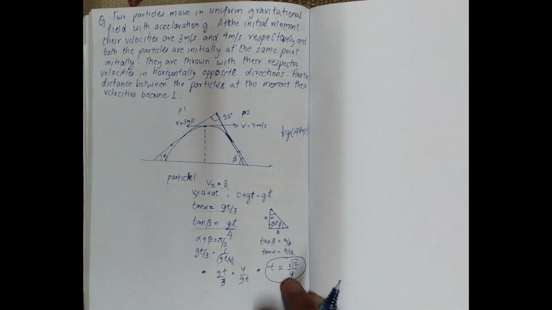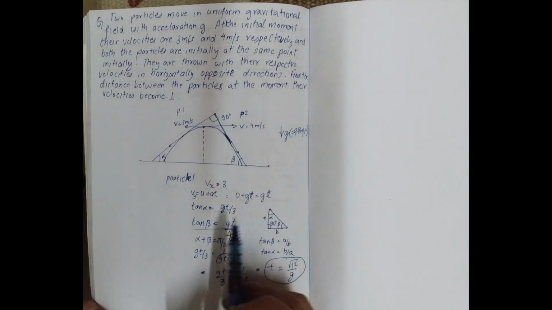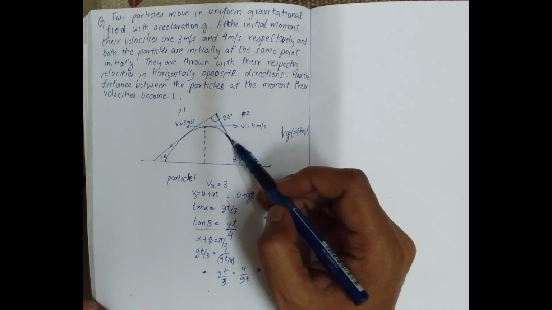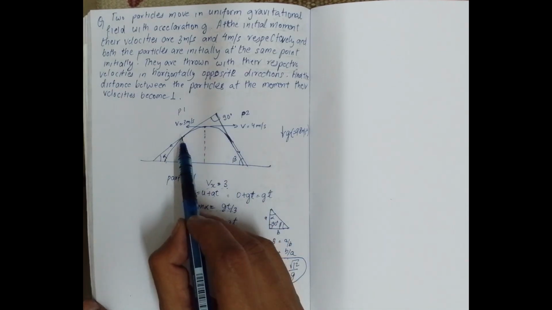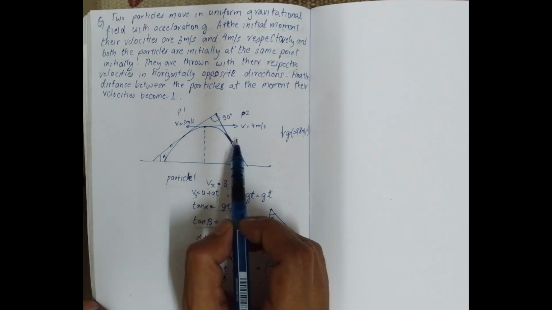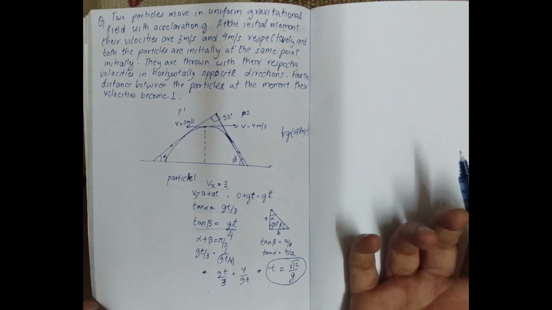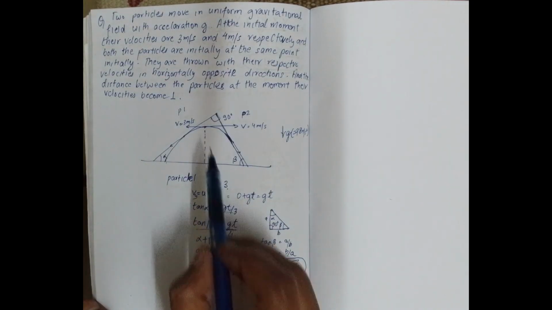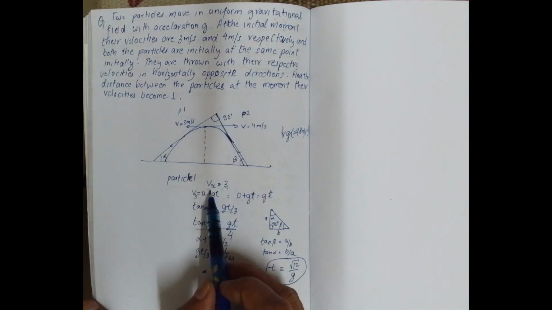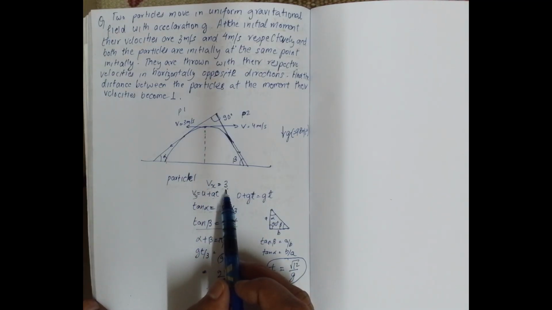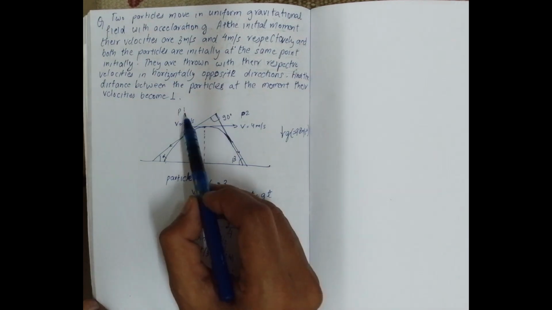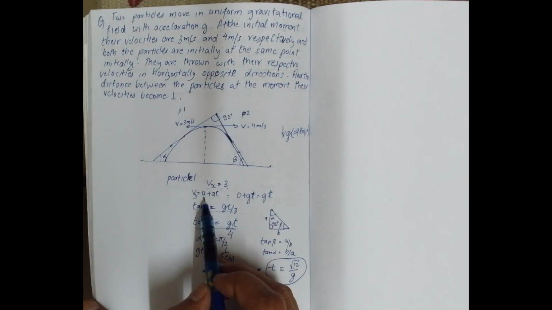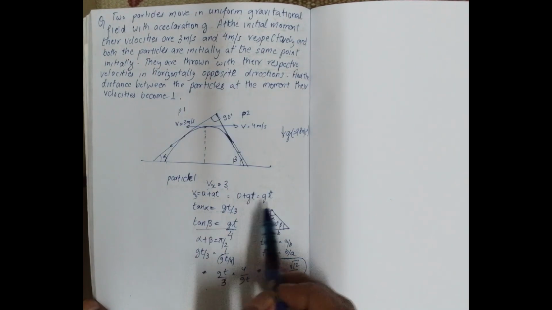Okay. So the way to solve this question is, we assume that after time t the velocities are perpendicular to each other, and we have to find the distance between the particles when their velocities are perpendicular. Let us assume that after time t, the velocities are perpendicular. After time t, for particle 1, the horizontal component is always the same, 3. The vertical component is u plus at, which is equal to gt.